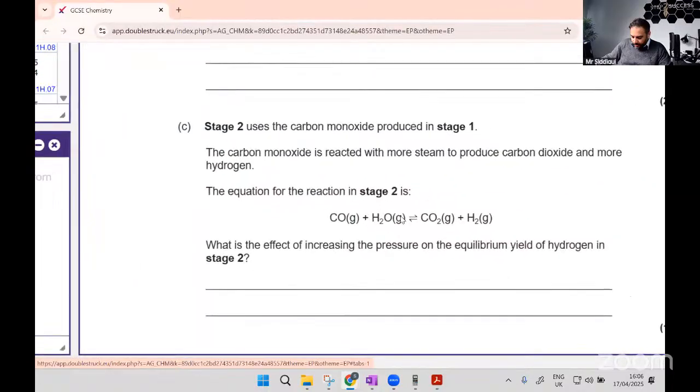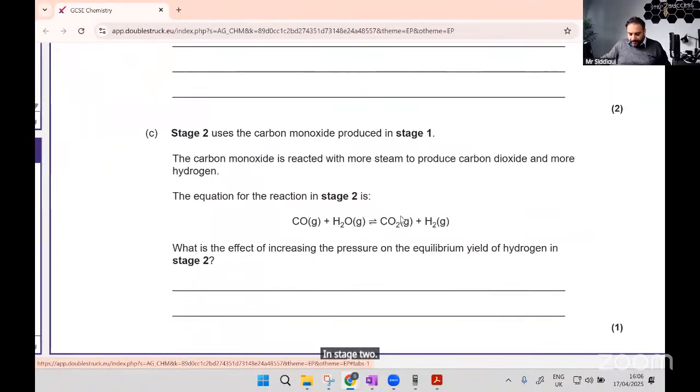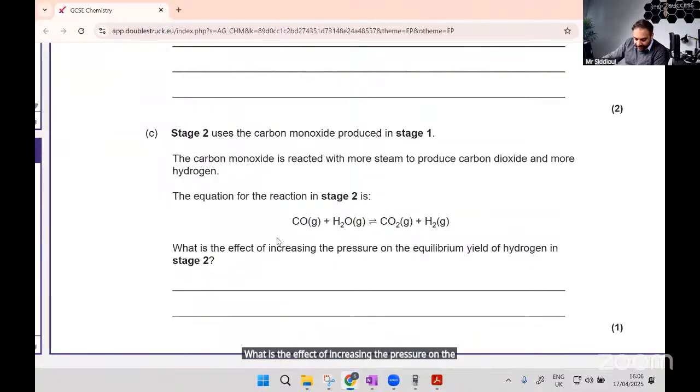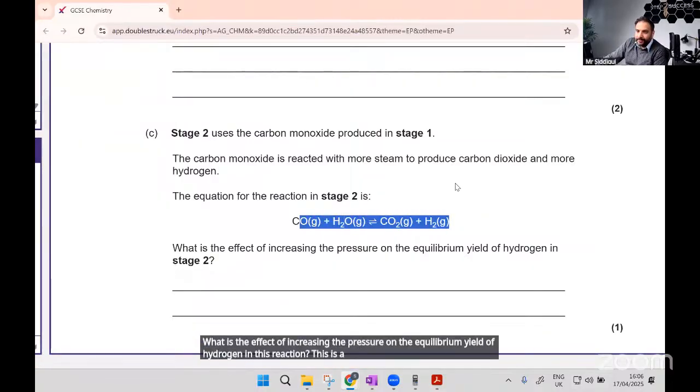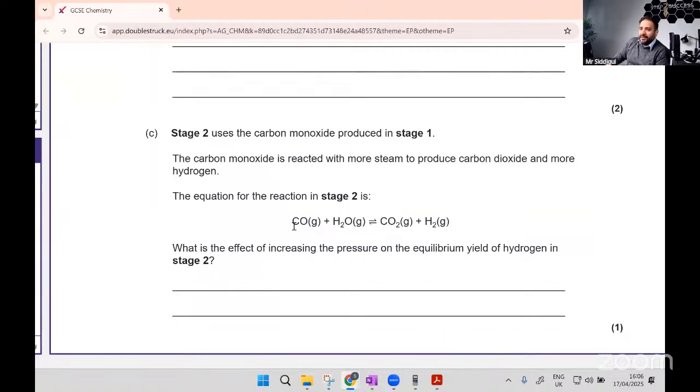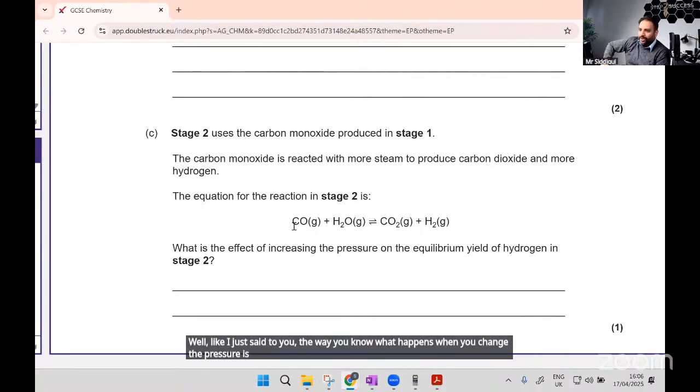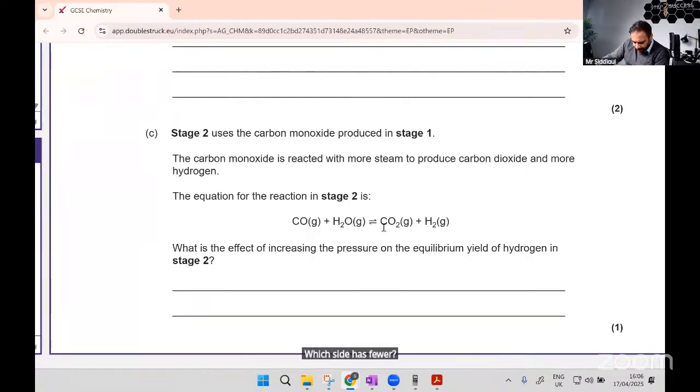Then, in stage 2, they've asked the same question, basically. What is the effect of increasing the pressure on the equilibrium yield of hydrogen in this reaction? This is a different reaction, stage 2. Well, like I just said to you, the way you know what happens when you change the pressure is that you get more of the side with fewer gas molecules. Which side has fewer? Neither of them, because there is one on this side, or two on both sides here, aren't there?